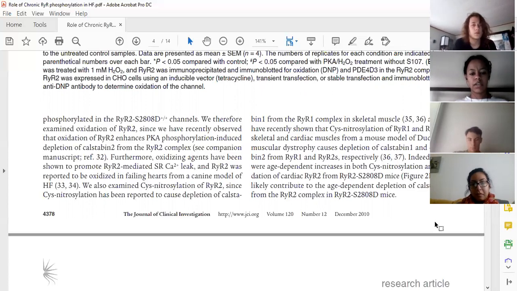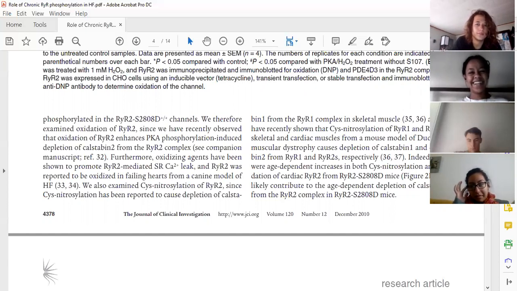We also examined S-nitrosylation of ryanodine receptors, since S-nitrosylation has been reported to cause depletion of calstabin-1 from the ryanodine complex in skeletal muscles. And we have recently shown that S-nitrosylation of ryanodine-1 and ryanodine-2 in skeletal and cardiac muscles from a mouse model of Duchenne muscular dystrophy causes depletion of calstabin-1 and calstabin-2 from ryanodine-1 and ryanodine-2 respectively.